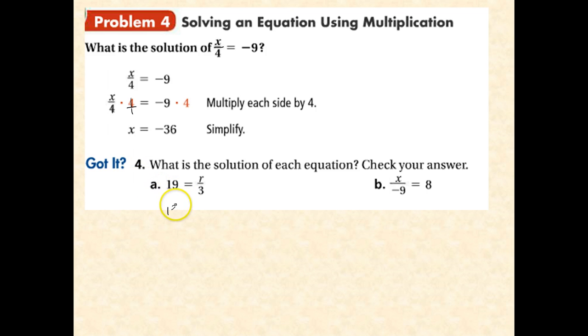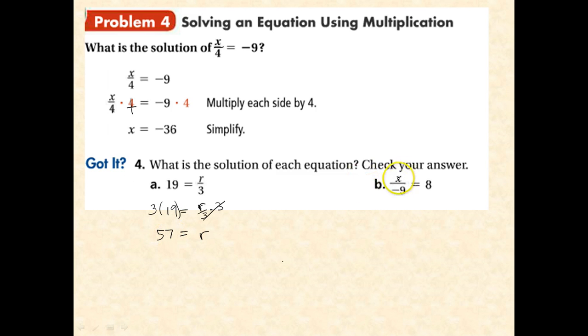Alright, so we get 19 equals r over 3. What is happening to my variable? It's being divided by 3. So what's the opposite of dividing by 3? What is the inverse operation of dividing by 3? It is multiplying by 3. So I'm going to multiply both sides by 3. R divided by 3 times 3, those cancel each other out. So we get r equals, well, let's see, 3 times 19 is going to be 57.